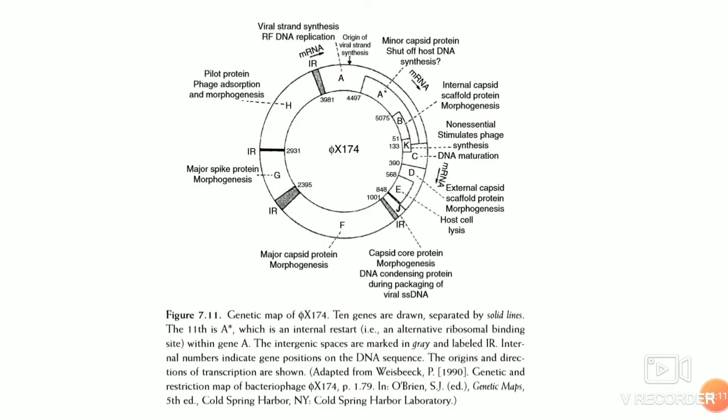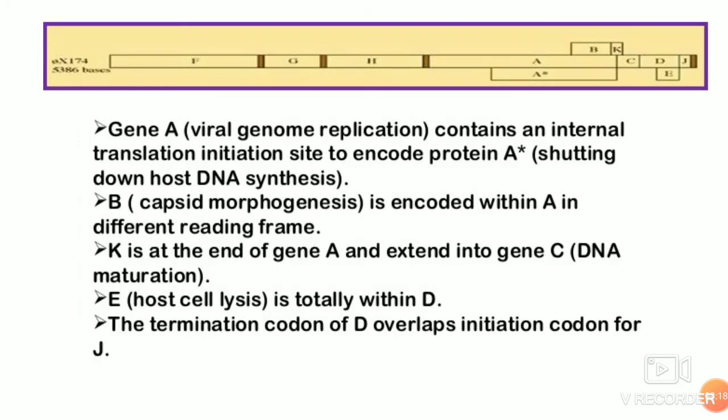So this is the whole way the genes are arranged on the φX174 genome.